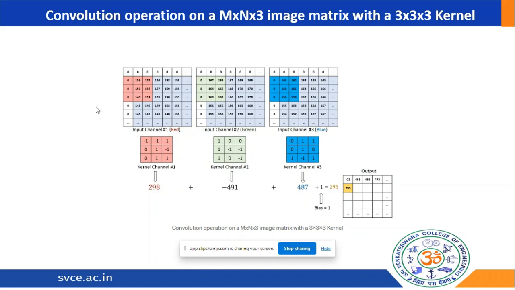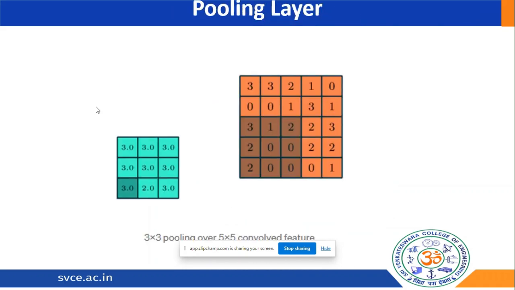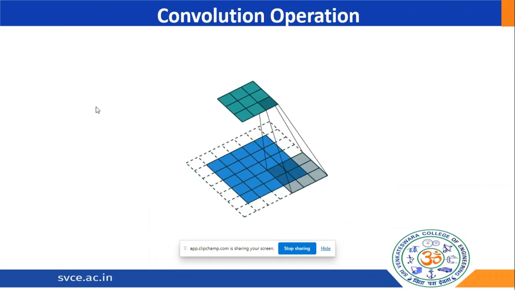There are two types of results to the operation. One in which the convolved feature is reduced in dimensionality as compared to the input, and the other in which the dimensionality is either increased or remains the same. This is done by valid padding in the case of the former and same padding in the case of the latter.